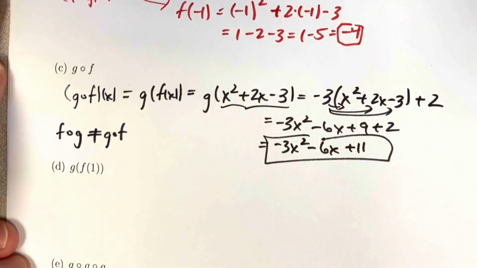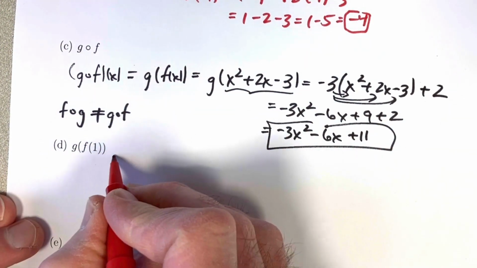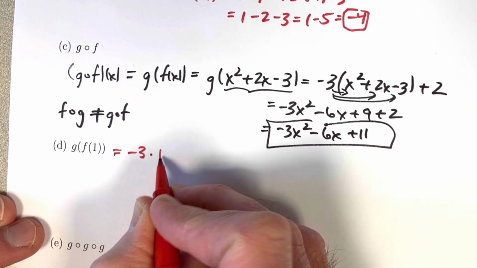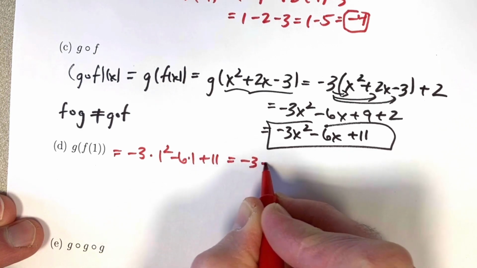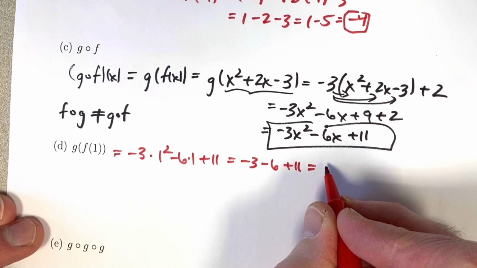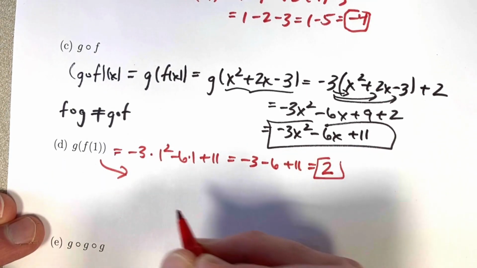What about evaluating when x is 1? I can plug into the simplified formula if I like and get this. And that will simplify to negative 3 minus 6 plus 11 is negative 9 plus 11 is positive 2. If I do it step by step, I should get the same thing.